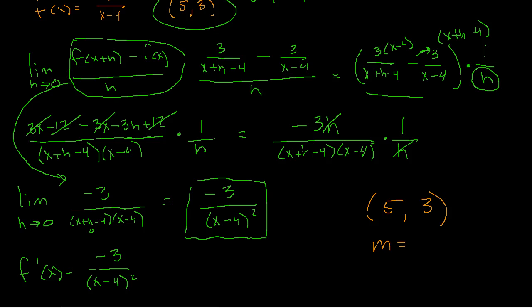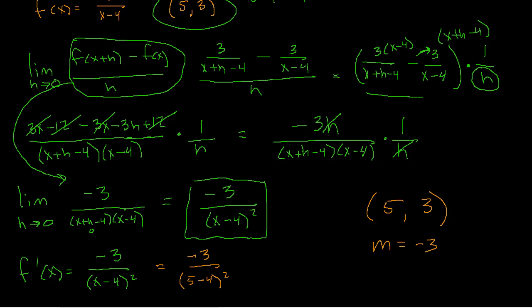Well, how do I find the slope? Well, I'm going to come over here. To find the slope at 5, I just have to plug 5 in. So that's pretty easy. And let's see, 5 minus 4 is 1. 1 squared is 1. Negative 3 divided by 1 is negative 3. So my slope is negative 3.